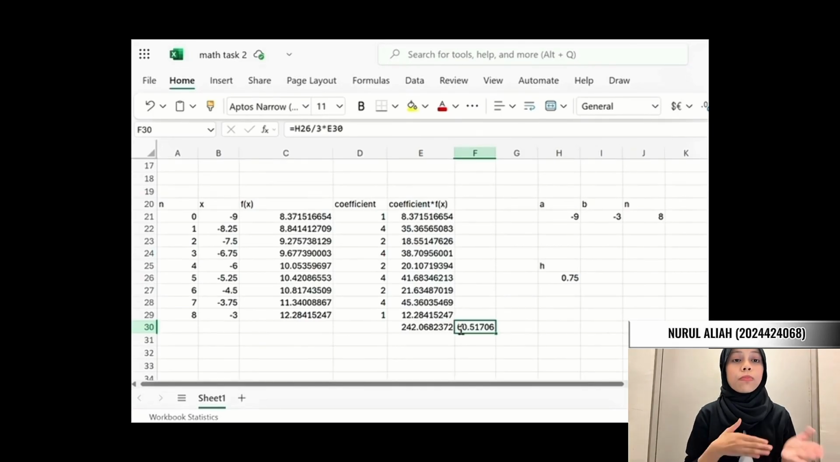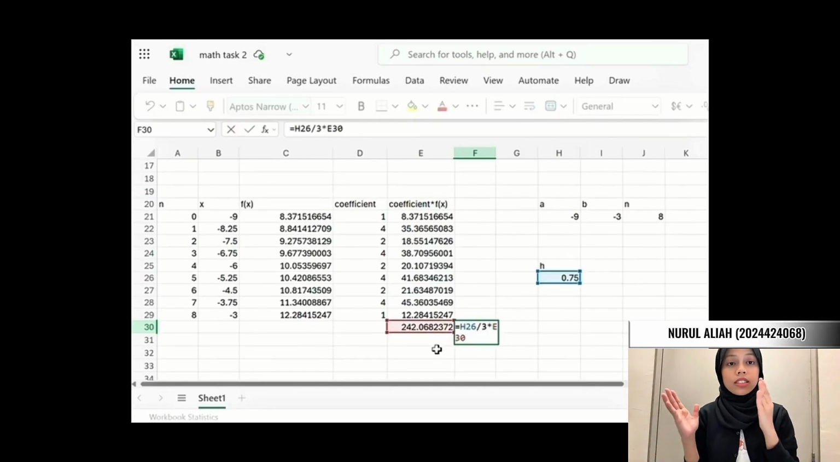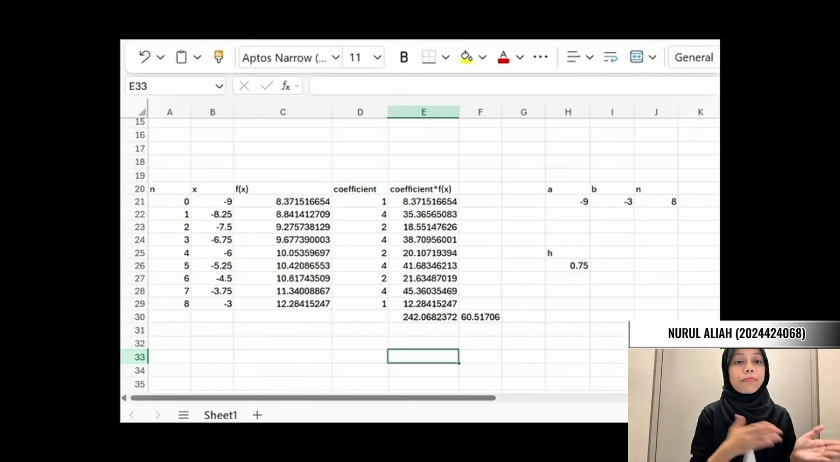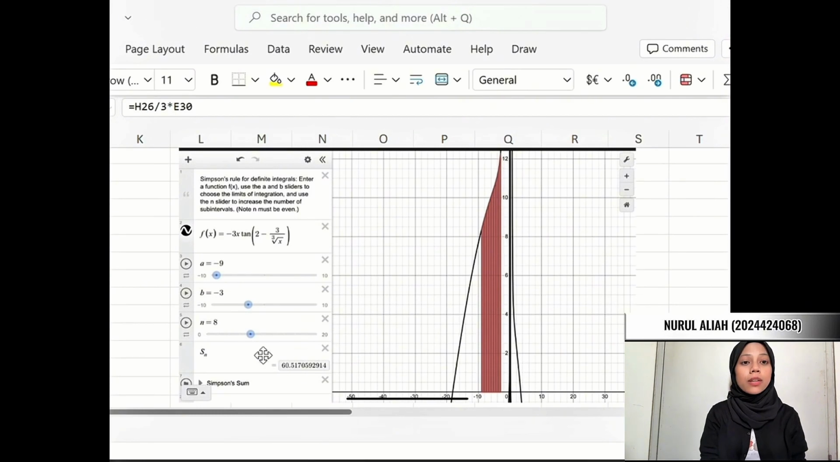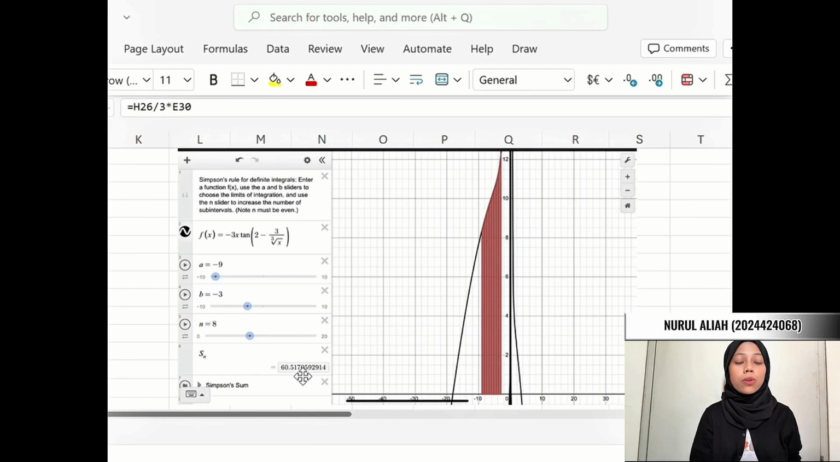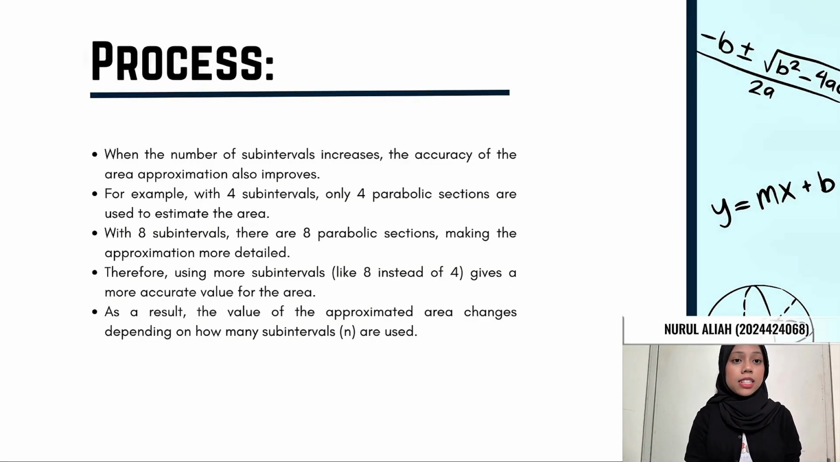To find the approximate value of the definite integral, we just divide the weight by 3 and multiply it with the total of the coefficient multiplied by f(x). For the graph, we inserted the equation given into Desmos. We chose the limits of integration as negative 9 and negative 3, where negative 9 is a and negative 3 is b. For n, which represents the number of subintervals, we chose 8. After that, we obtain the approximate value of the definite integral, which is Sn equal to 60.5.70 and so on.